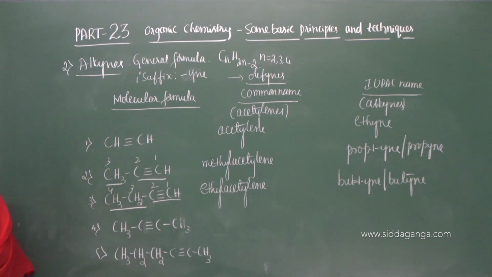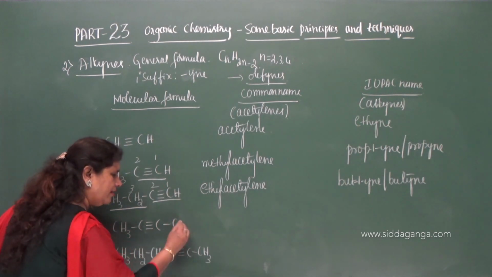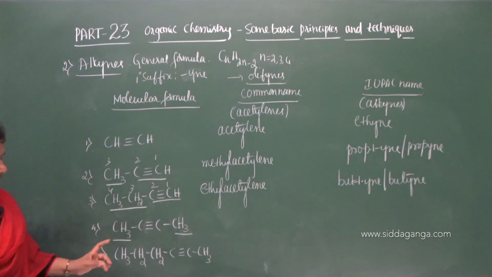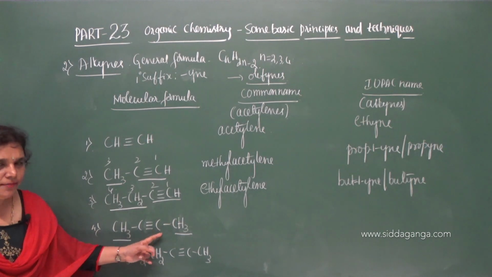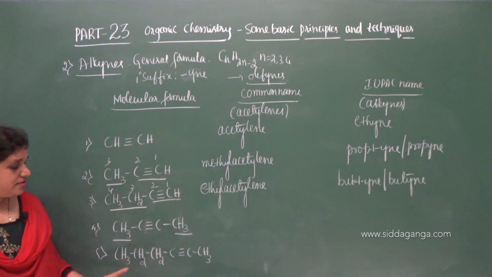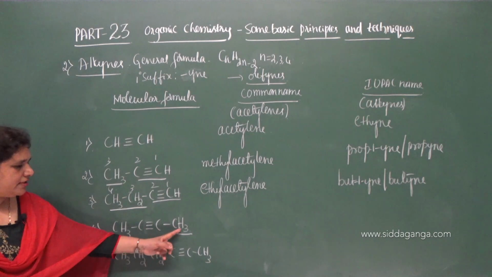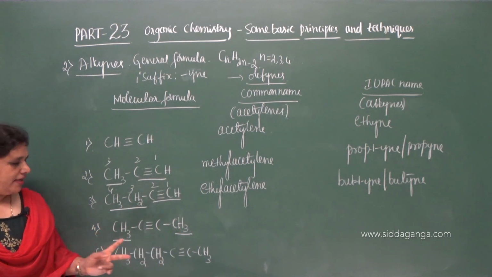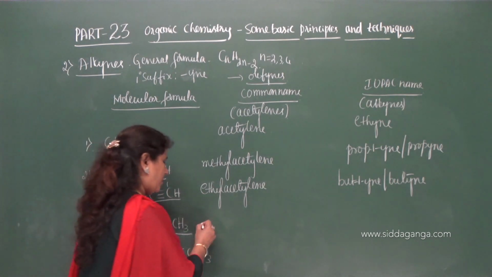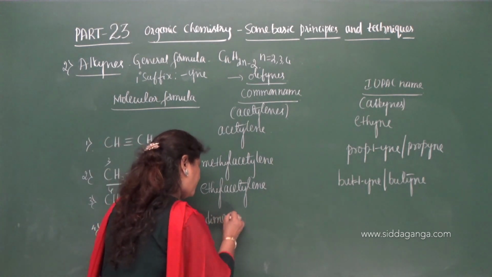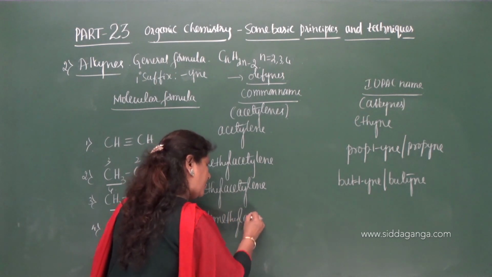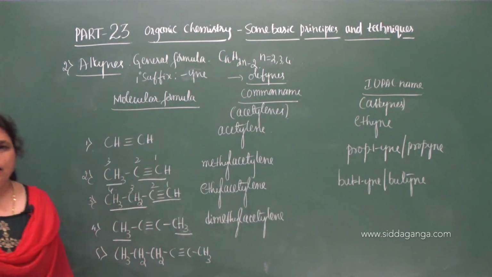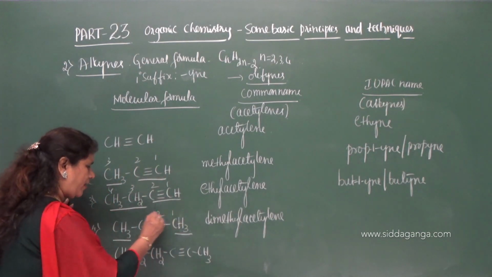Now what about this? It is also acetylene, but it gets substituted with two methyl groups. On either side of the triple bonded carbon, we have a methyl group. Hence, this is methyl substituted, and this is also methyl substituted. Two methyl groups are on either side, and hence the name will be dimethyl acetylene. Now you give the IUPAC name.